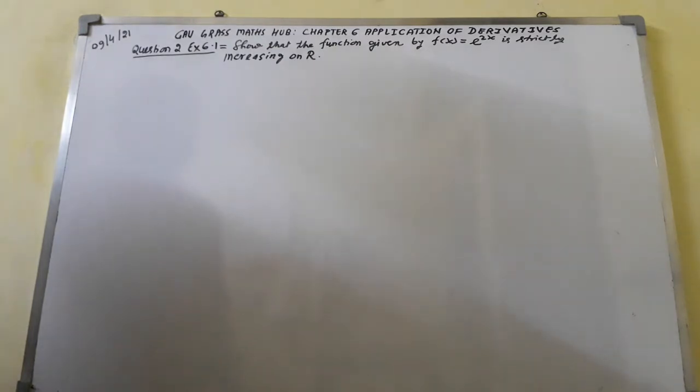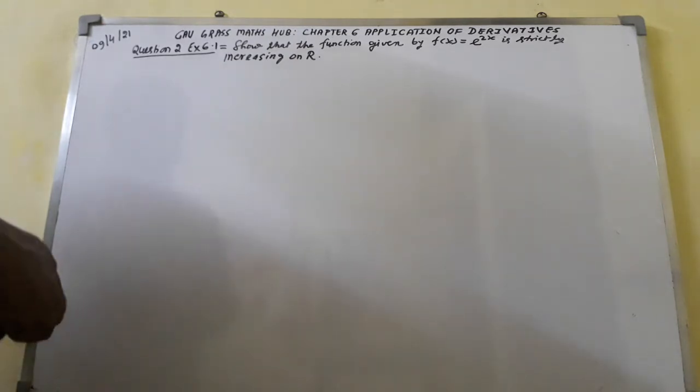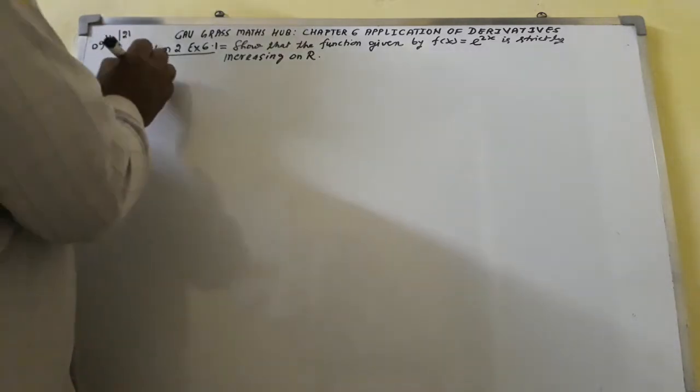I am going to explain question number 2, exercise 6.1. Show that the function given by f of x equal to e raised to the power 2x is strictly increasing on R, the set of real numbers. Now let us come to the solution.